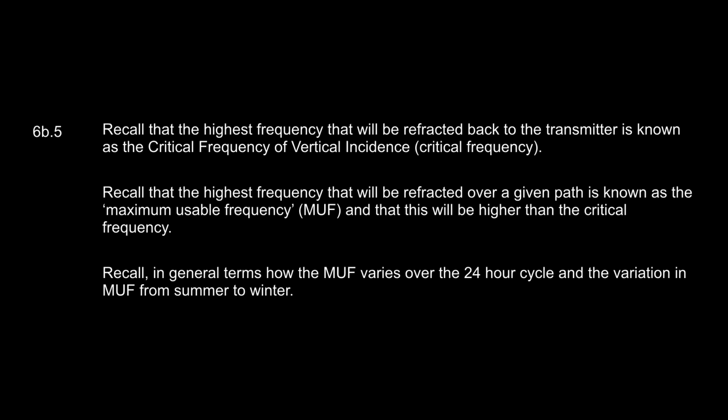Recall that the highest frequency that will be refracted over a given path is known as the maximum usable frequency, MUF, and that this will be higher than the critical frequency. It'll be higher because the angle at which the signal arrives at the ionosphere, instead of being directly incident on it, will be at more of a glancing angle. Recall in general terms how the MUF varies over a 24-hour cycle and the variation in MUF from summer to winter. And we've looked at the graphs in doing that.